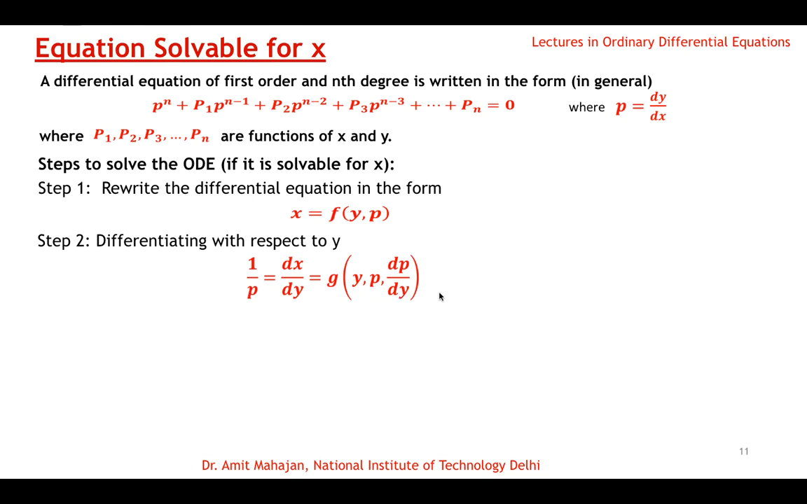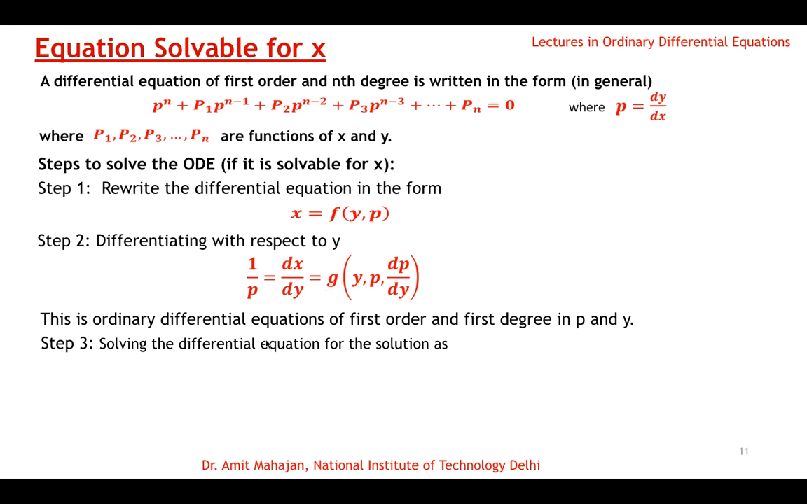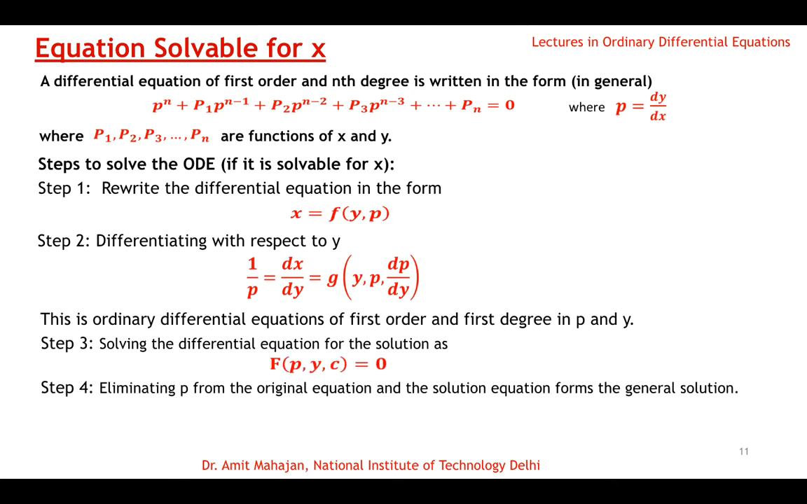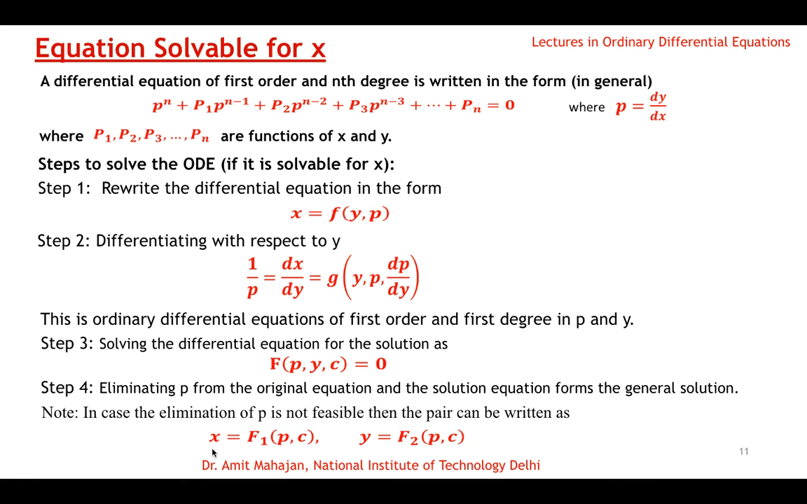Again, this is a first order first degree differential equation in two variables p and y now. So we can solve this to find the solution, some function of p, y and constant equal to 0, and if we eliminate p between this equation and the original equation, then that will be the general solution. And as we said, if it is not feasible to eliminate p, then the pair can be said to be the general solution. The pair is x as some function of p and constant, and y as some function of p and constant. So the method is very similar to what it was for solvable for y.